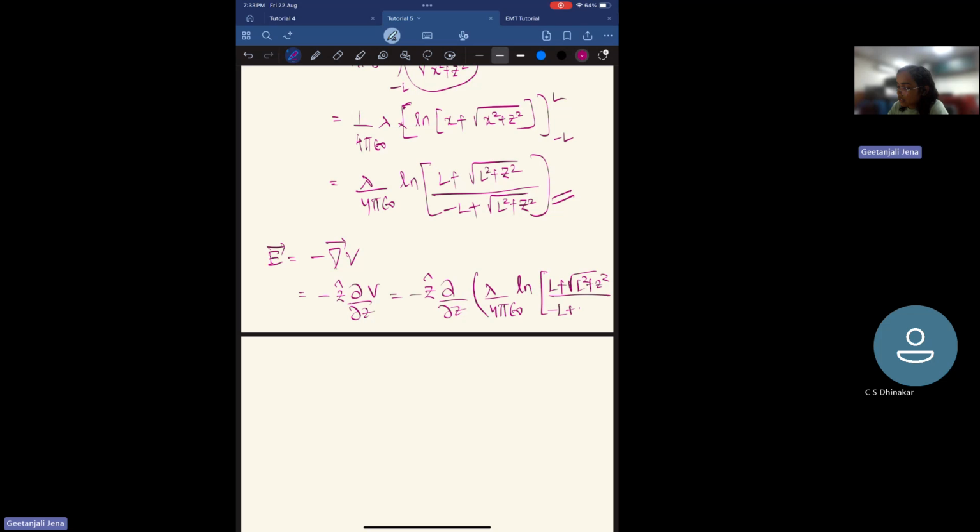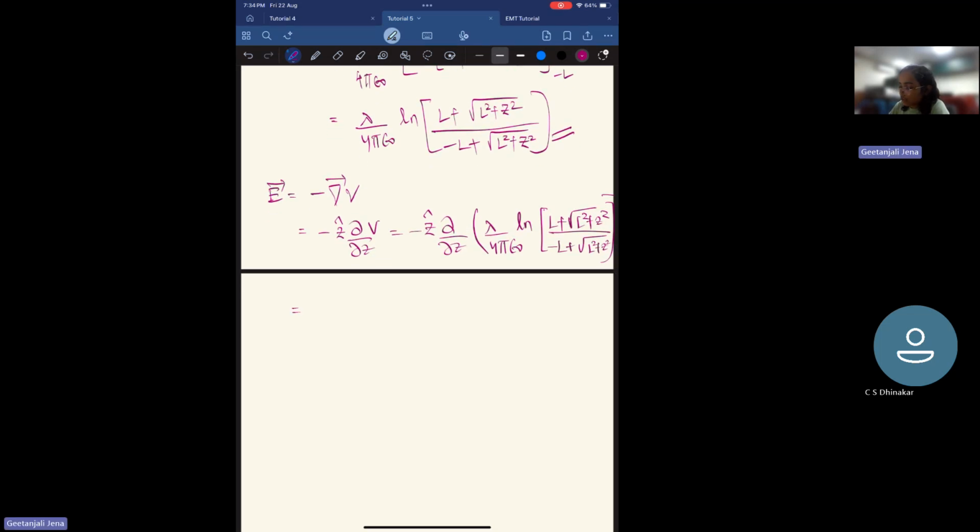Okay, let me know, Dinakar, whether I need to show the derivative or I can skip it. I think you already know how to calculate the derivative, and I have shown the steps before also. This beta you can take 1 by 4 pi epsilon naught. So this will be lambda beta z cap dou by dou z of ln, let's say this is a by b. Just calculate the derivative and check whether the answer is matching with the answer I'm getting.